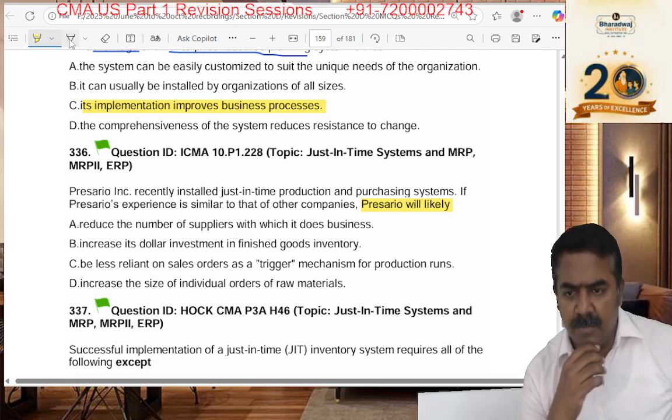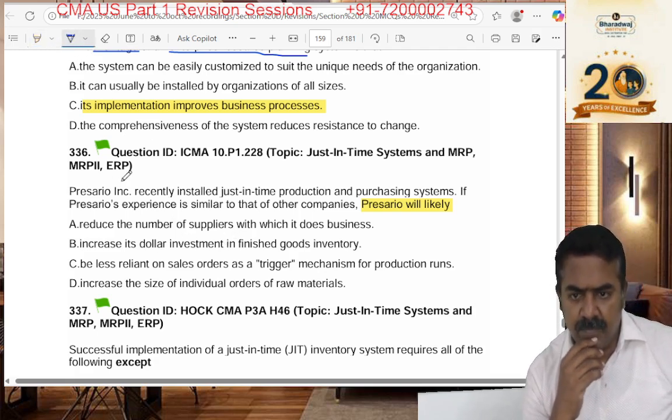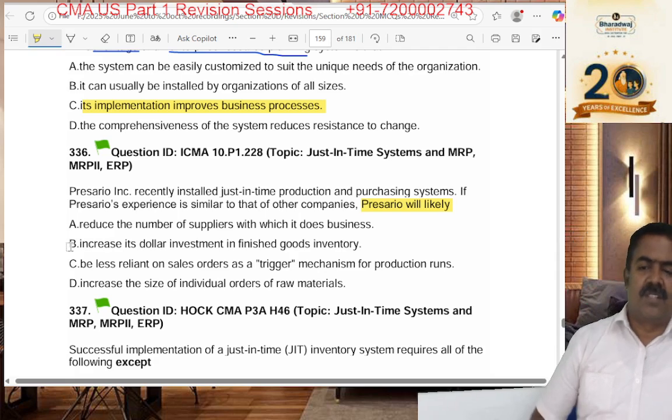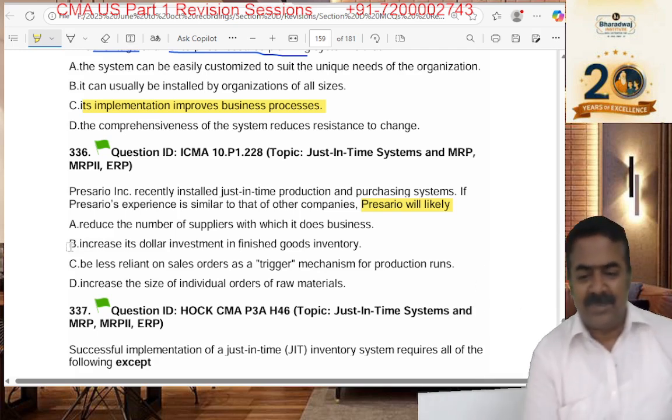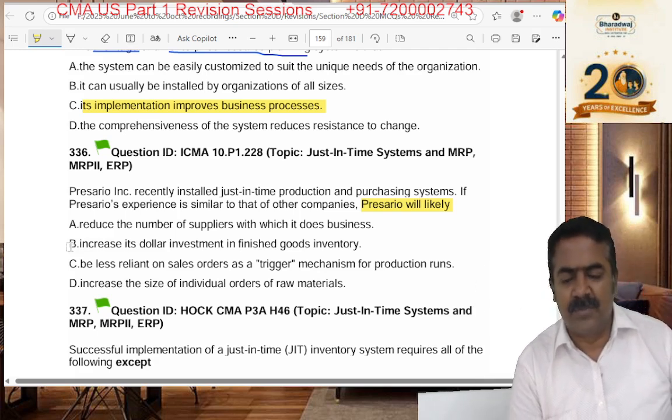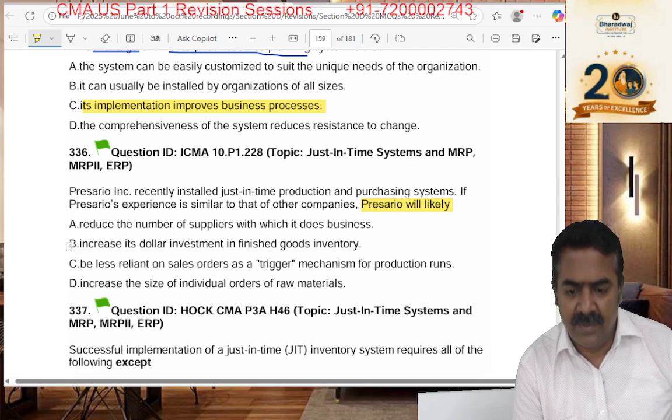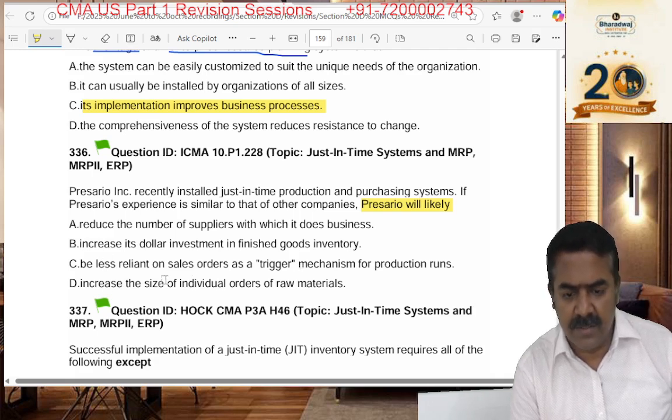It will not reduce the number of suppliers. Particular contracts under a perspective program, no, that is not to do with just in time. Just in time, material should arrive on time. It can have any number of suppliers also. Trigger mechanism, no, it will be more reliant on trigger mechanism. I hope this should be the correct answer.